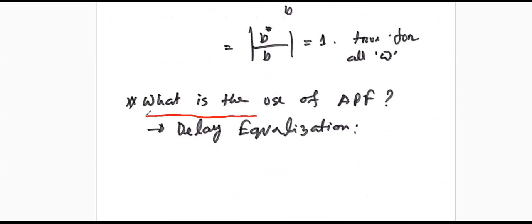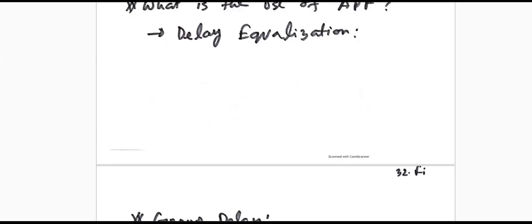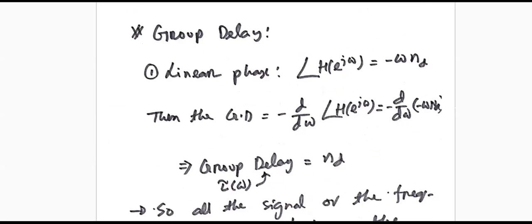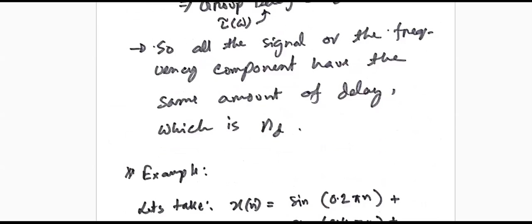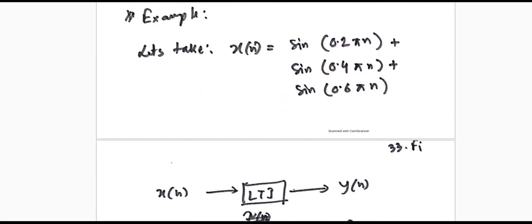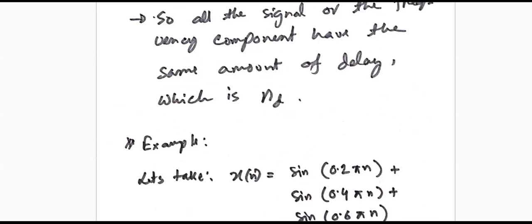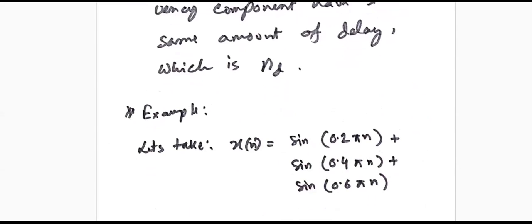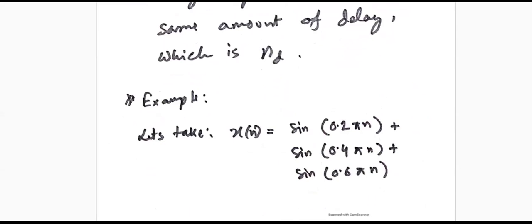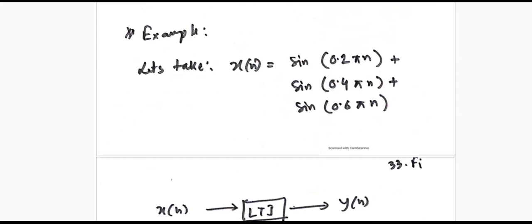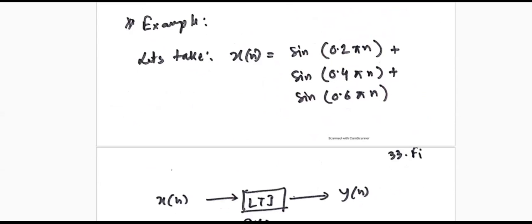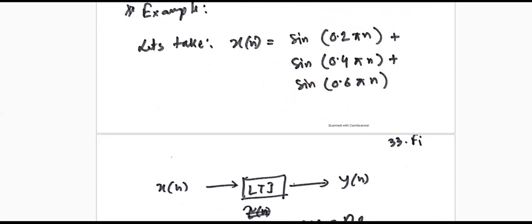This is the vital question: what is the use of the all pass filter? I believe you already understand what the use of the all pass filter is. We have already discussed the group delay and the phase delay, and we have learned about the use of that. Now we can give another example based on the all pass filter.